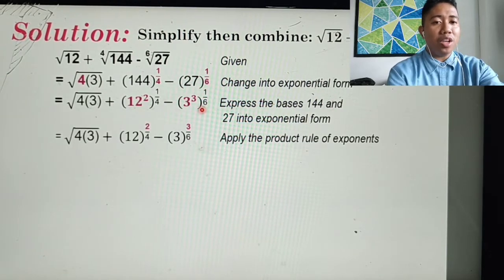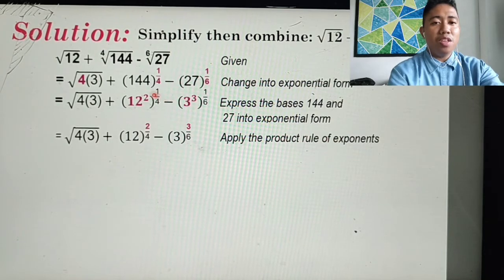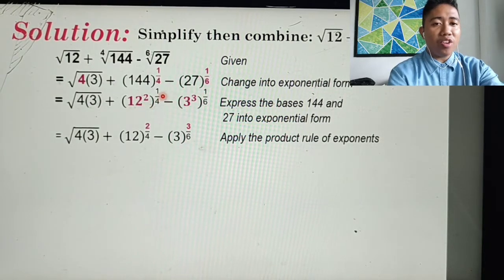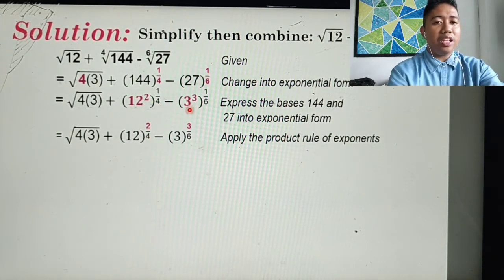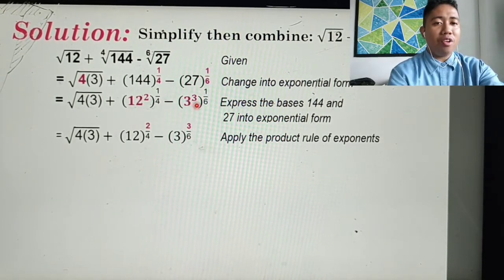The next step to do is applying the product rule of exponents. So by the product rule of exponents, we get the exponent of 2 multiplied by the outer exponent, which is 1/4. So this is a power of a power. So it becomes 2 times 1/4, which is 2 over 4. Same with 3 cubed raised to the power of 1/6. Applying the product rule, which is 3 over 6.